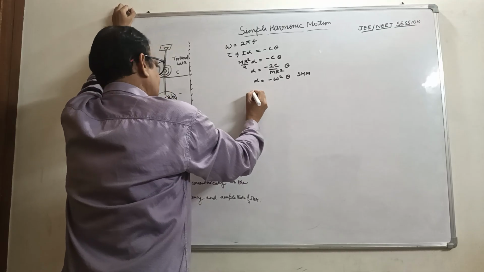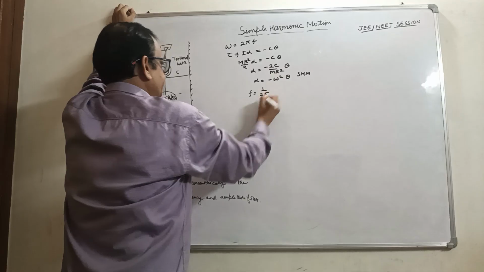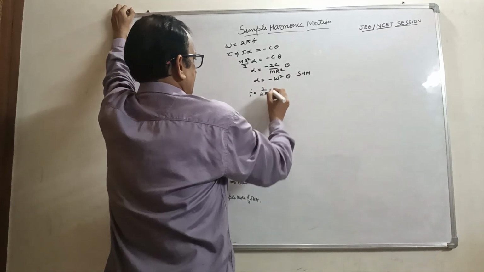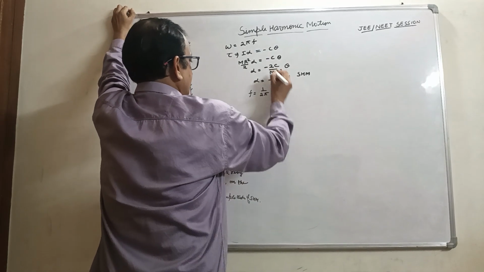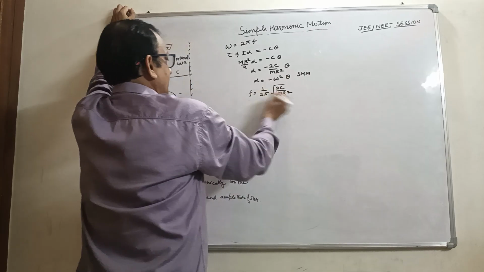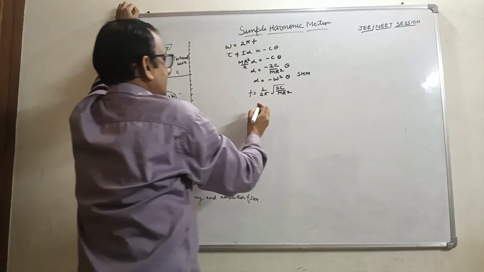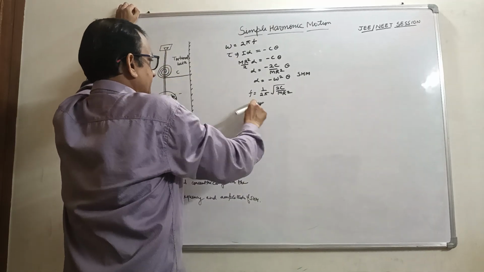So the frequency becomes 1 by 2 pi under root 2c by m r square. This is omega, and the frequency would be omega by 2 pi. So this is the frequency.